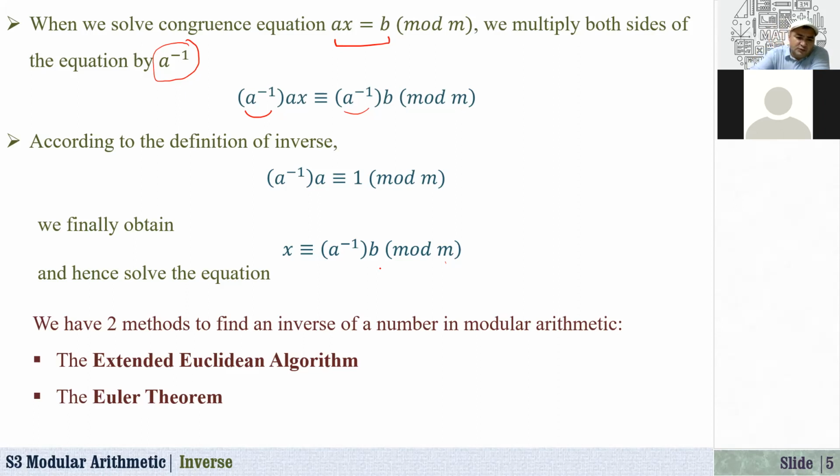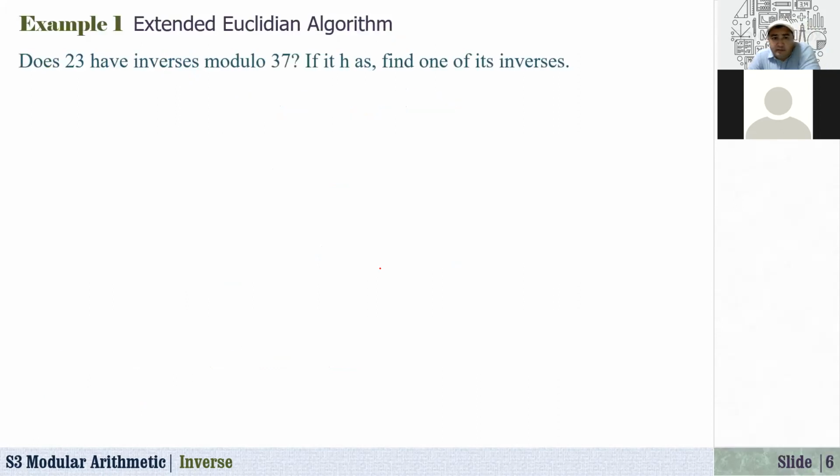Now let's start with the first one, the extended Euclidean algorithm. Does 23 have an inverse modulo 37? There are a lot of inverses, but here we should find only one. So if it has one, find one of its inverses. To answer this question, first we have to check: what is the greatest common divisor of 23 and 37? Is it equal to 1 or not? If it is equal to 1, the answer is yes, 23 has inverses modulo 37.